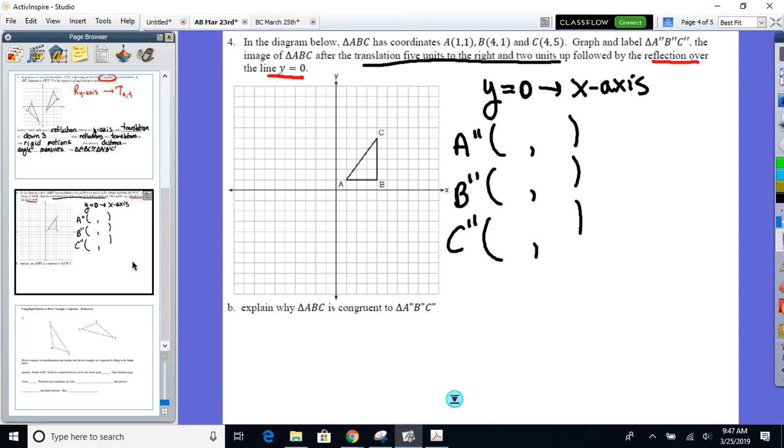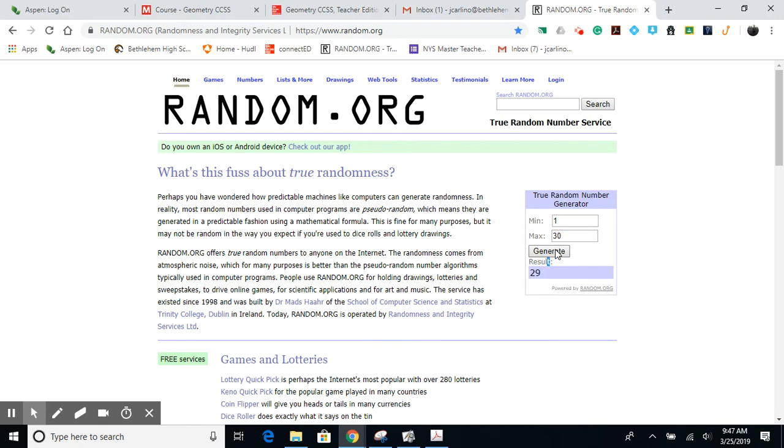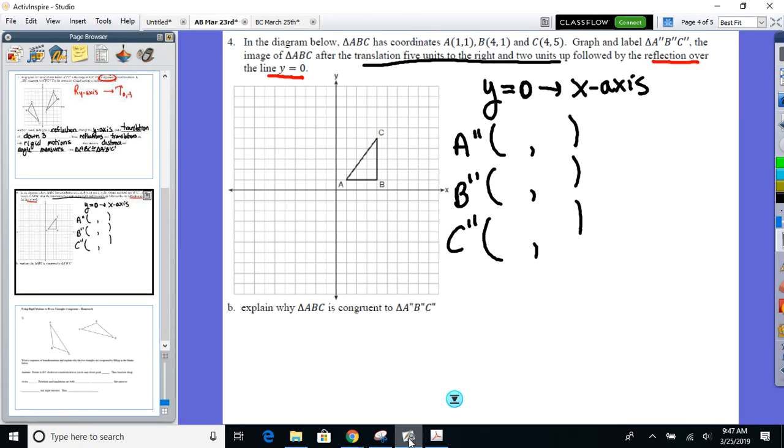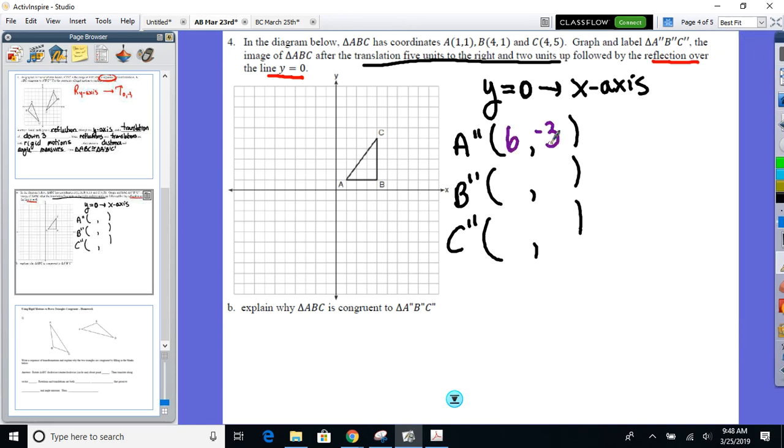Ready for A prime, B prime, A double prime, B double prime, C double prime for me. 29. Let's rock and roll. Darn right. A double prime. Where'd you end up? 6, -3. Yeah, you did. B double prime. 9, -3. Don't screw this up, Billy. C double prime. 9, -7. There you go.